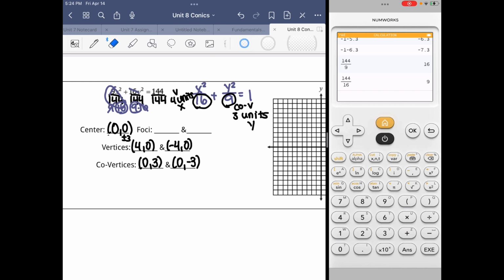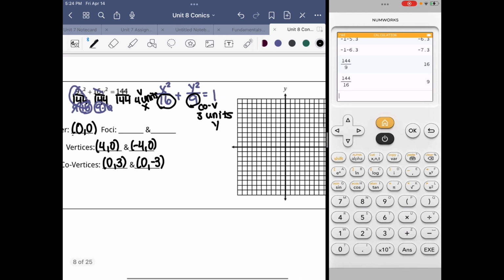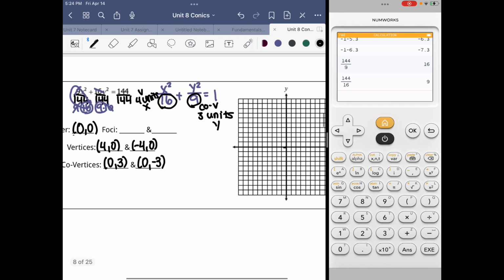Now, I realize that's a little trickier, so if that's not your jam, all you had to do otherwise is put the center at (0, 0) and count over 4 in both x directions. (4, 0), (-4, 0), and up and down 3, (0, 3), (0, -3). And this one almost looks like a circle because they're not that far apart. There you go. Just don't forget you have to go find your foci afterwards.